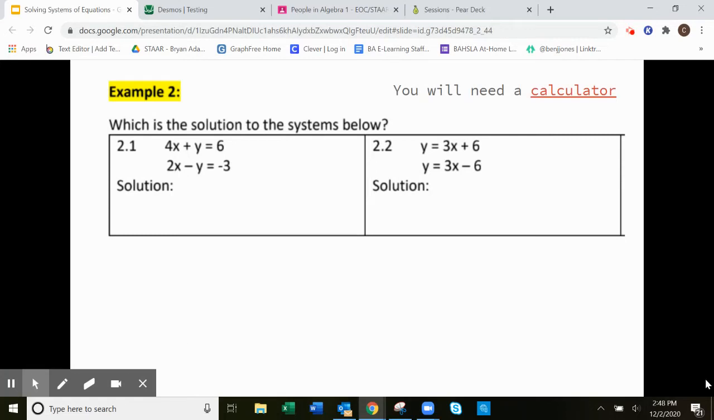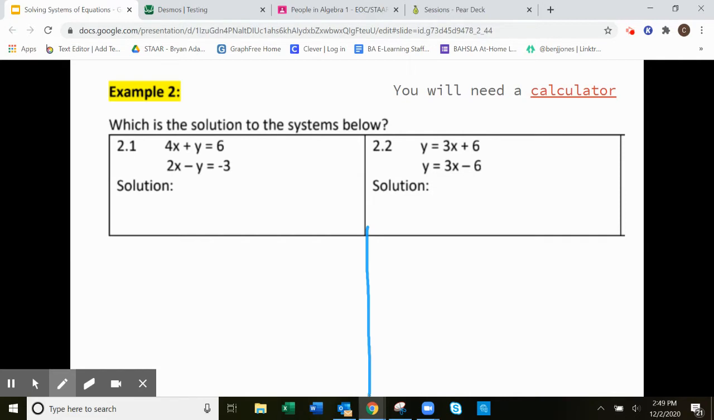With this next example, it's just asking for what is the solution to the systems below. So there's no word problem, thankfully. All we have to do is just plug them in. So if you looked at example 1, this first 2.1 question is actually written in the form of like the word problem that we had previously.